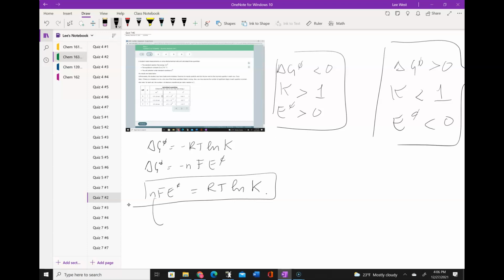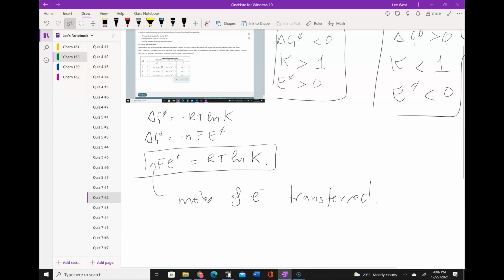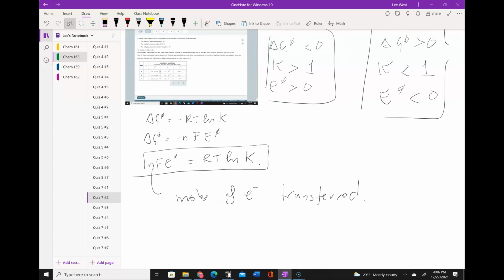n relates to the moles of electrons being transferred, so we need to know how many electrons are being transferred in our redox process. R is the ideal gas constant, T is the temperature in Kelvin, and one thing to be aware of is that we need to use SI units for these things. Delta G needs to be in joules per mole, but it's often given in kilojoules, so keep an eye on that.